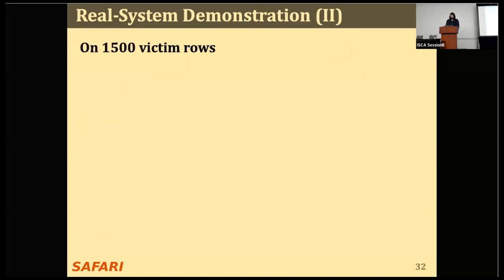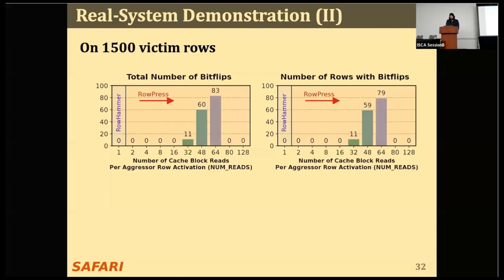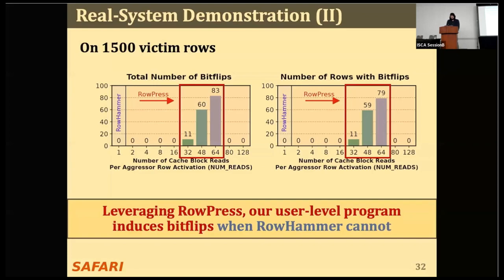We run the program on 1,500 arbitrarily selected victim rows, and we show the total number of bit flips as we change the number of cache blocks accessed per aggressor activation on the left, and the total number of rows that have bit flips on the right. We conclude that leveraging RowPress, our user-level program induces bit flips when RowHammer can.